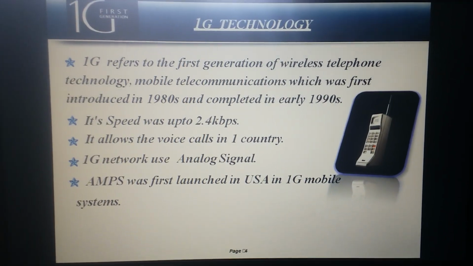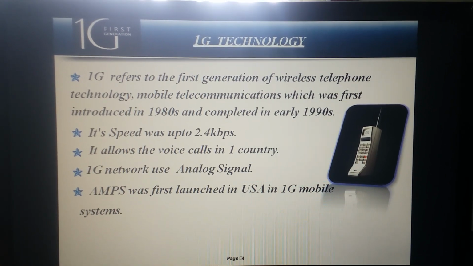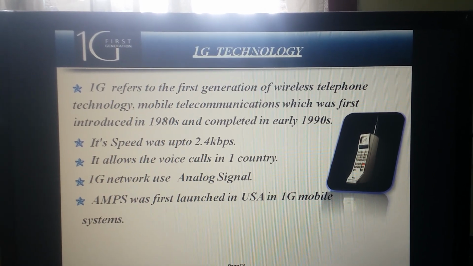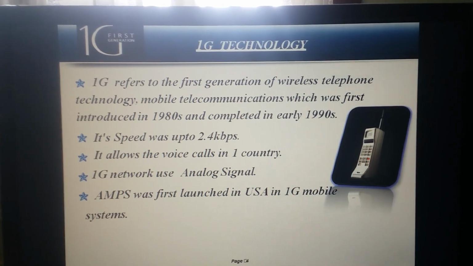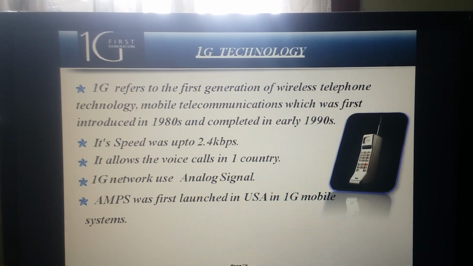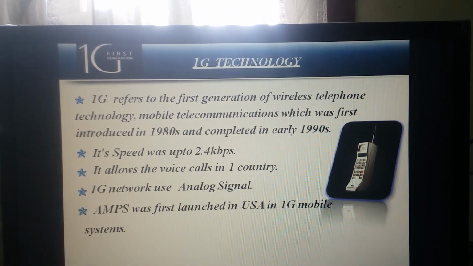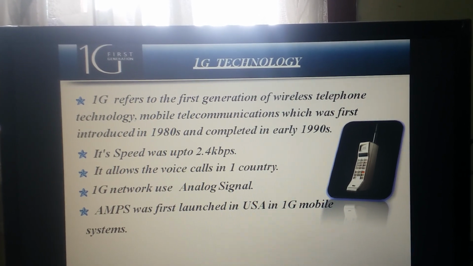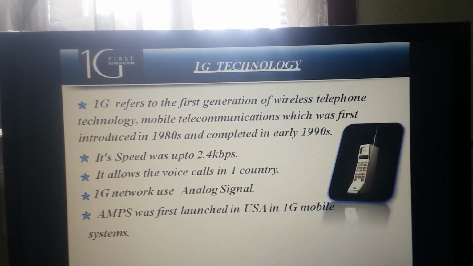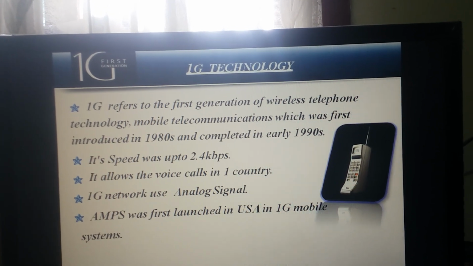So, next is 1G technology. 1G refers to the first generation of wireless telephone technology, mobile telecommunications, which was first introduced in the 1980s and completed in the early 1990s. The speed of 1G technology is 2.4 kbps. Only voice calls in one country are available. 1G networks use analog signals only, not digital ones. AMPS was first launched in the USA in 1G mobile systems.